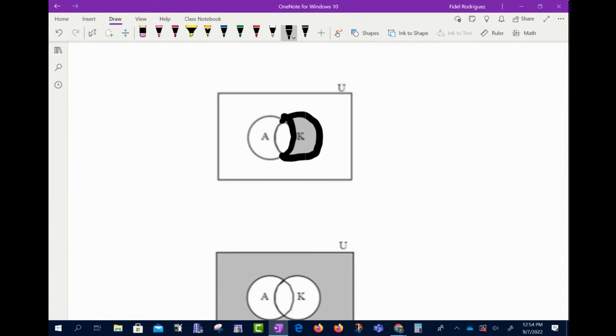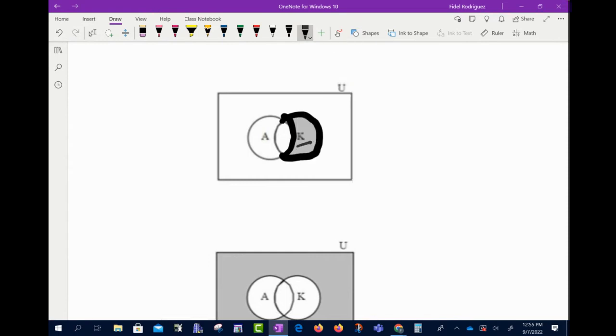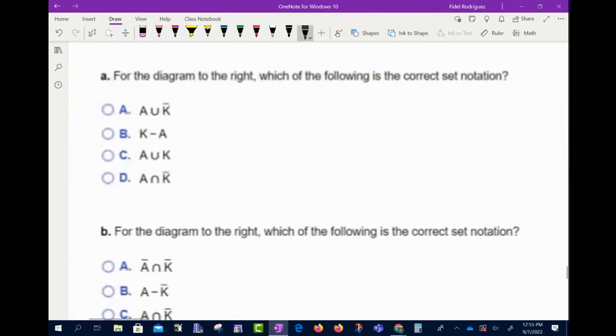That looks to me like they picked the letters that were in what set? They were in K, but they were not in what set? In A, right? So it looks like we picked the elements that were in K that were not in A. Coming back over here, which one looks like it's K but not A? B, right? K and not A would be B. We're picking everything in K, but we don't want the stuff in A. Okay.